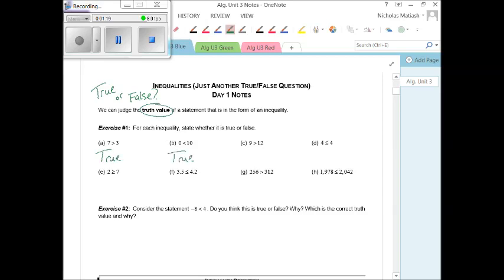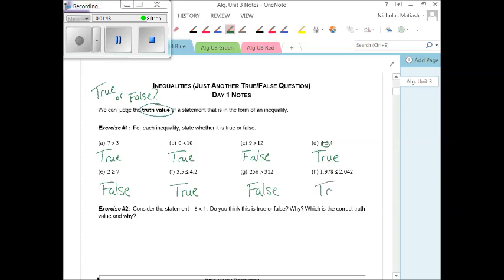So this unit is all about inequalities. Inequalities are just like equations, except their statement is not that the two sides are equal. Their statement is that the left and the right hand side might be greater than or less than each other. So as you're watching this and I'm talking through it, all you have to do for this section is state if it's true or false. Make note of what less than symbols mean, what greater than symbols mean.